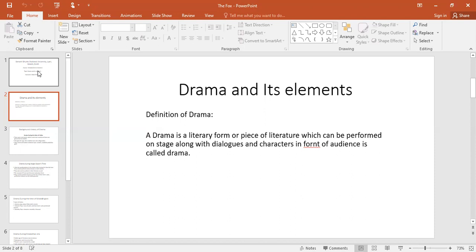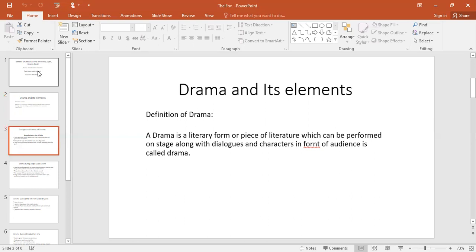So drama can be performed on stage. More importantly, what can be performed on a stage must have dialogues and characters, and these dialogues are used by the characters in front of the audience. In theater, it is called drama. I hope the basic concept of the definition of drama is clear to all of you, and it will help you understand the concept of drama.